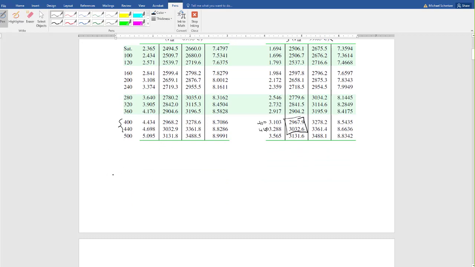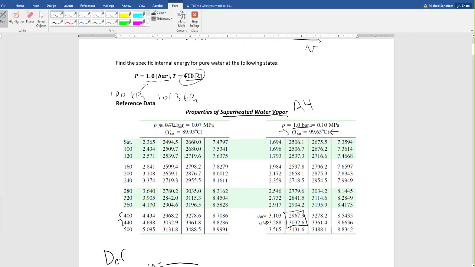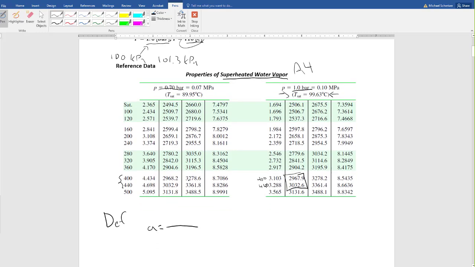So I'm going to define my interpolation factor A. Now, I always define my interpolation factor by the property that I know. So here, I know the temperature. The pressure is good; that gave me the right table. I've used that information already. Now, I want to know something about the temperature. This is my range of temperatures between 400 and 440.